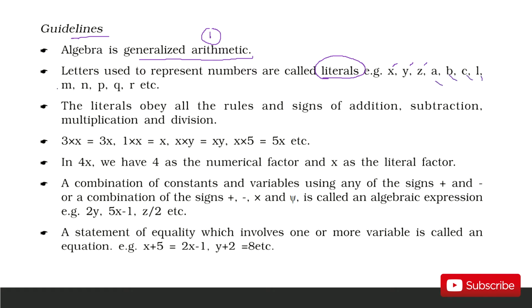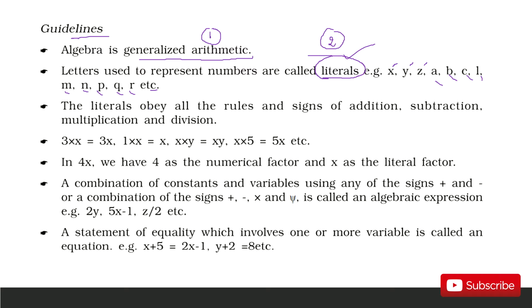Any alphabet of your choice, these are called literals. So all of you please remember, the first point is algebra is a generalized arithmetic. This statement will help you to attempt the multiple choice questions or fill in the blanks.